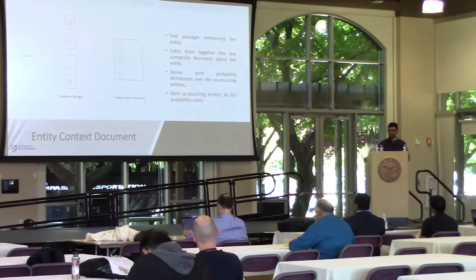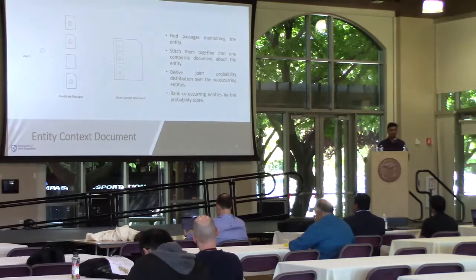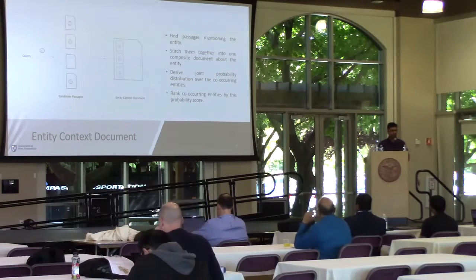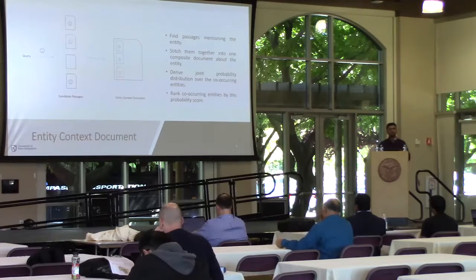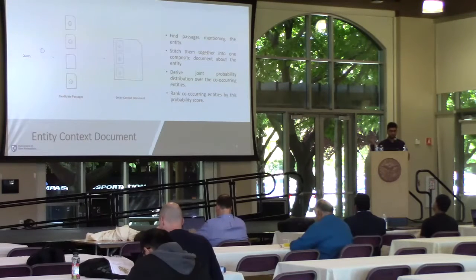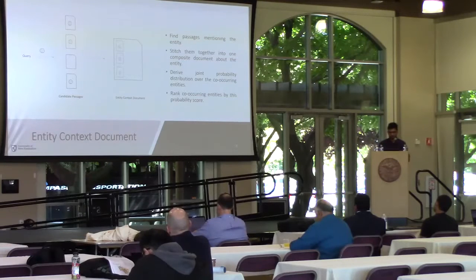So we have a set of features which are based on this method. I will not be discussing all of them because of time constraints, but for example, we can expand the query using these entities. We can also expand the query with the words in the composite entity context document. We can also have a per-query in-memory index of these composite documents, where you retrieve these composite documents and then rank the passages within them according to the retrieval score of these entity context documents.